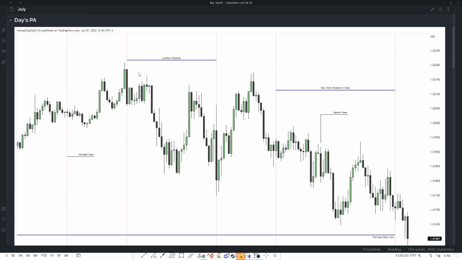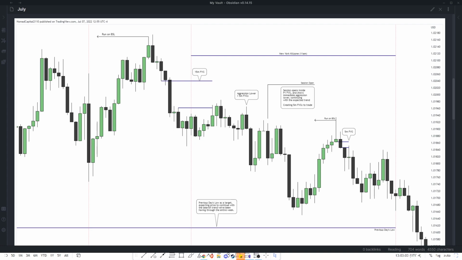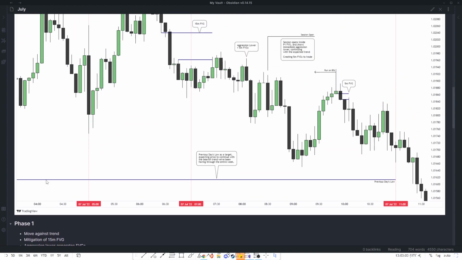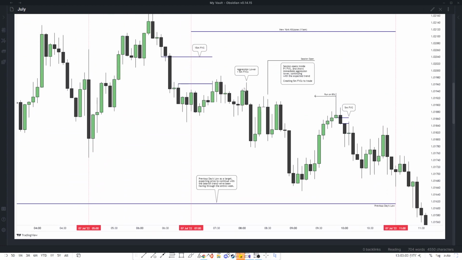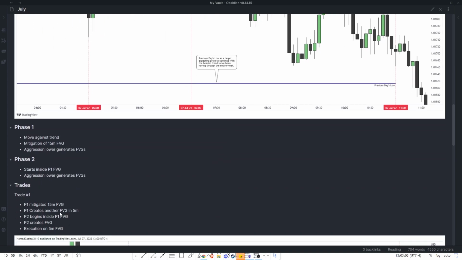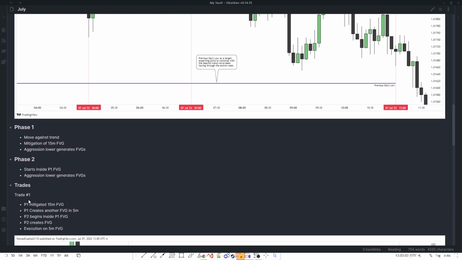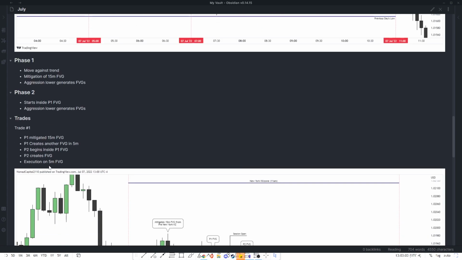So Thursday 7th, London kill zone. This is the price action that we have. Session screenshot. Exactly this. Pretty cool. Phase 1, move against the trend, which is this. Mitigation of a 15-minute fair value gap. A little bit of move lower, aggression lower, creates 5-minute fair value gaps. Phase 2 begins inside a fair value gap of the phase 1. Aggression lower generates fair value gaps here, and then there, but that's phase 3 already.